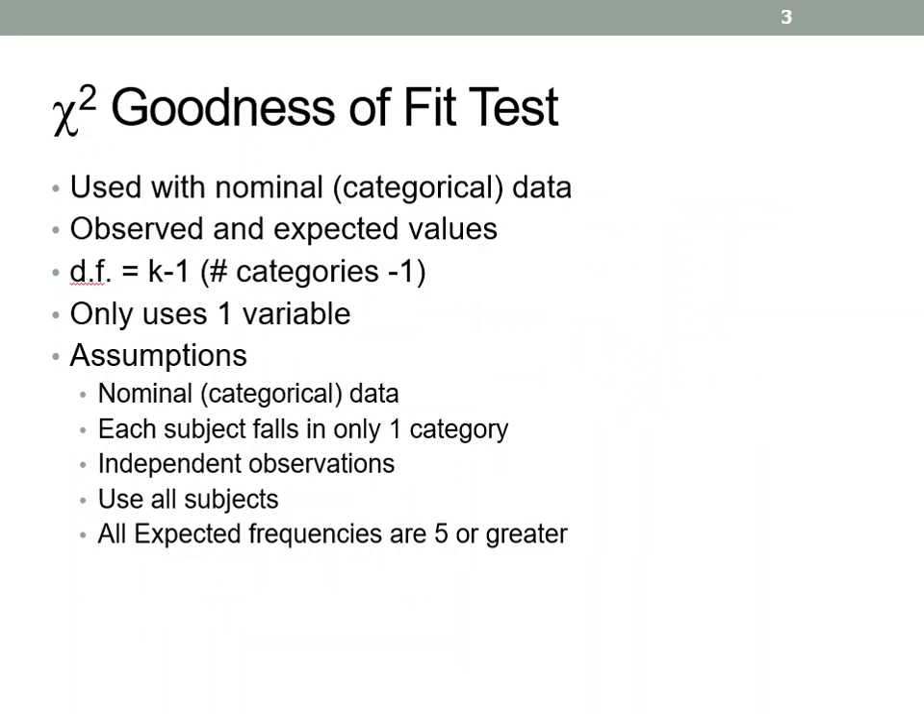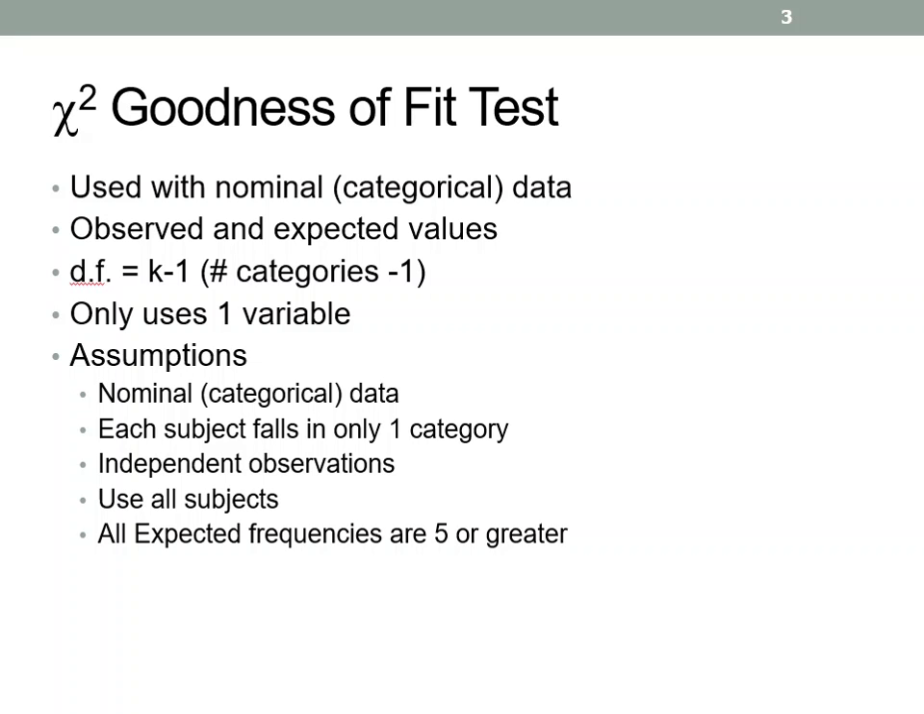So let's get into the chi-square goodness of fit. The chi-square goodness of fit is used with nominal categorical data. It is a non-parametric test. We are going to use observed and expected values, degrees of freedom, which equals k minus 1, where k represents the number of categories. It only uses one variable, unlike another chi-square test which we're going to talk about and cover next in class, which is the chi-square test of independence.